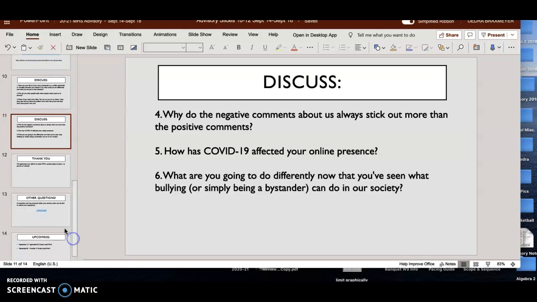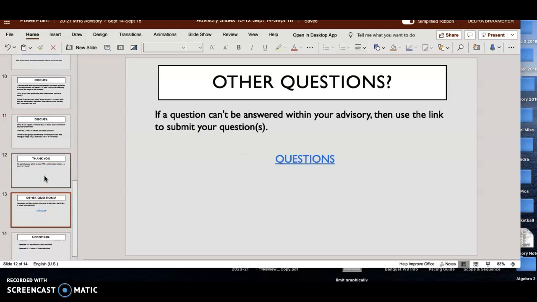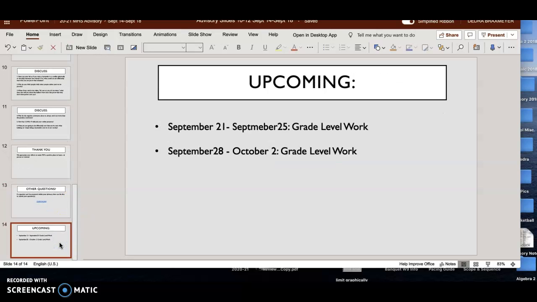To conclude the lesson, on slide 13, you'll see the form where you can input any questions that your students or you have, and we will follow up with those in the next lesson. Next week, we will move into grade level work for 10, 11, and 12, so those lessons will begin to differentiate by grade level.